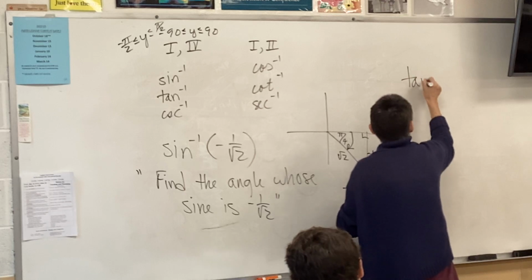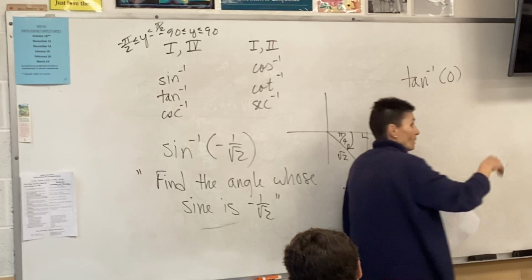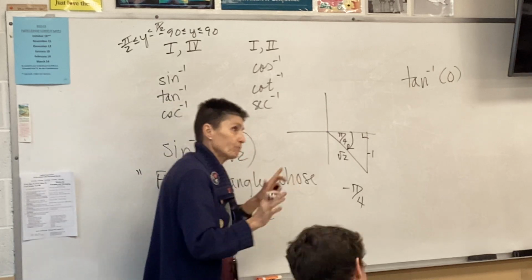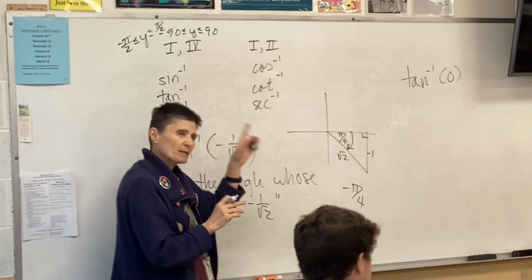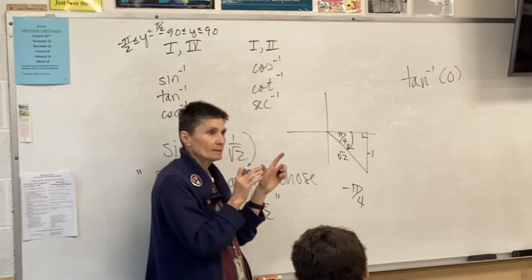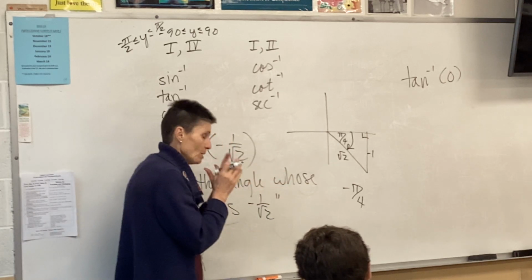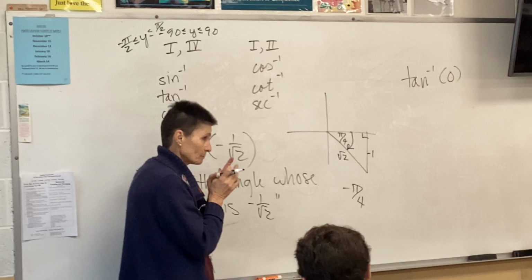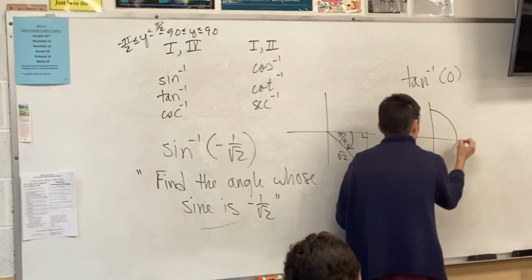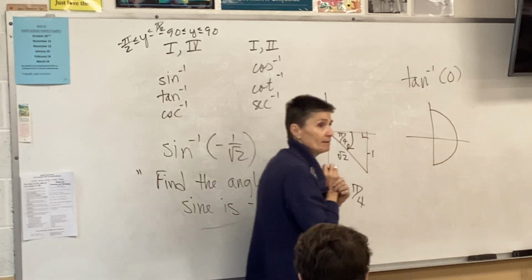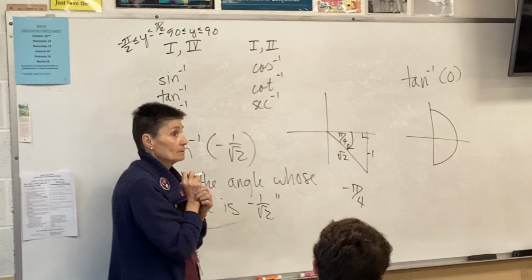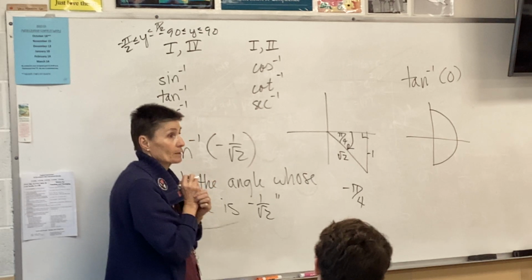The angle whose tangent is 0. Now, zeros and ones are always kind of different, because a lot of times those are what we call the quadrantal angles. But let's think about this. We're an inverse tangent, so we are in this part of the circle. Would you agree with me? Quadrants 1 and 4, just like the last one.